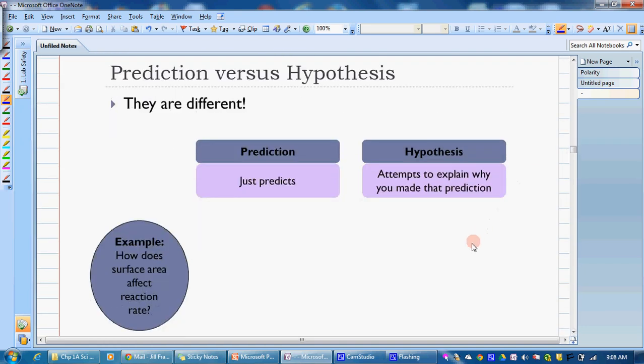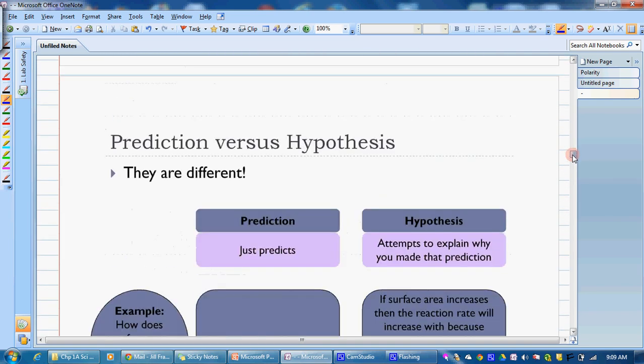Okay. Now, another thing we do in scientific method is hypothesis. We attempt to explain why something happens. So a prediction, remember, it's just a prediction. It only predicts. The hypothesis attempts to explain why that happens. And this is why we have to have that because statement in there.